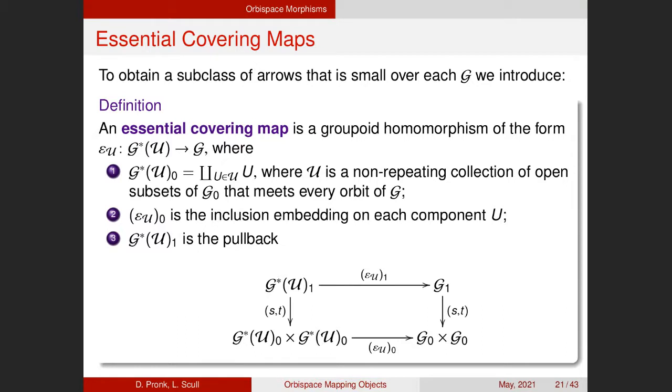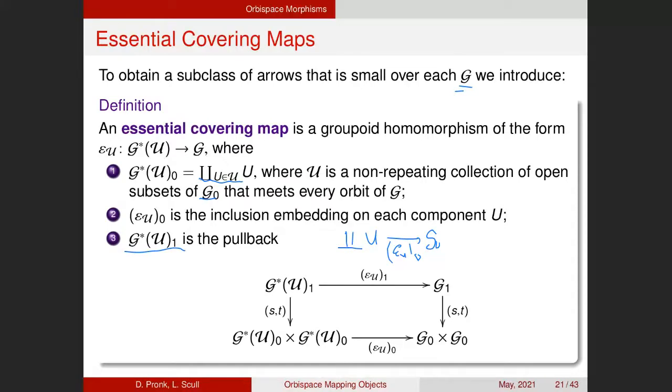So an essential covering map for a groupoid G consists of a collection of open subsets of G naught. It doesn't have to cover all of G naught, it just has to meet every orbit. Then I can take the disjoint union of that cover and map that into G naught by taking the inclusion on every component. That would be my epsilon u 0. This map will be open, and it will also be essentially surjective because it meets every orbit. Then I make sure I take the right space of arrows by taking the pullback. That way, the combined maps epsilon u 0 and 1 give me an essential equivalence of groupoids.